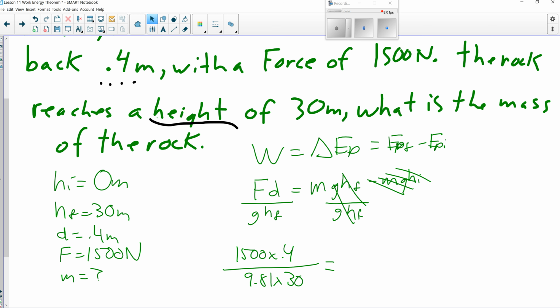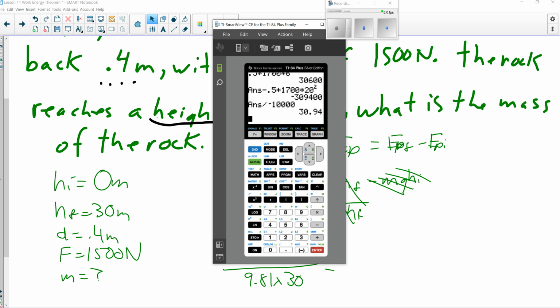Okay, and again, I got to make sure my calculator does what I want it to do. And that will be that it separates the top from the bottom. Okay, so I'm getting 2 kilograms, which is still a big rock. But that's all right. That's just the way it worked out. That's a 5-pound rock. I wouldn't want to get hit by that. It's a lot.